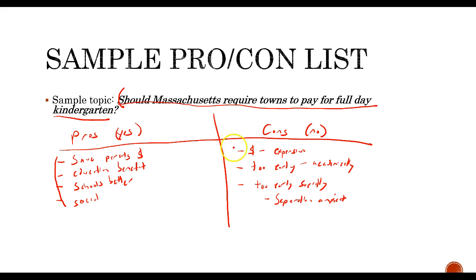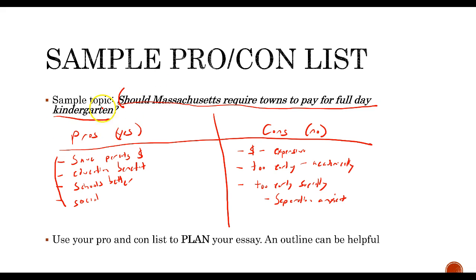Yeah, so those are pretty good. So we've got a good list of pros and cons here. So I think that's what you want to start with, is ask yourself, what are your pros and your cons? But then you also want to plan your essay, and use your pro and con list to plan your essay. So you want to ask yourself, based on these pros and these cons, weigh them, what's going to be my thesis?